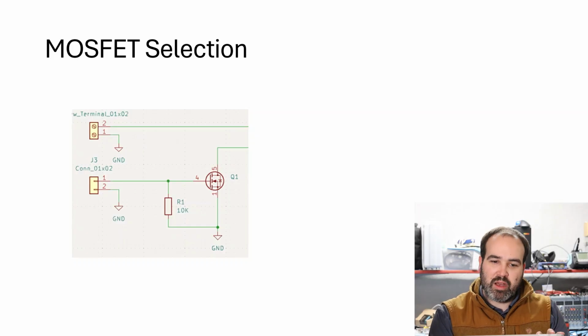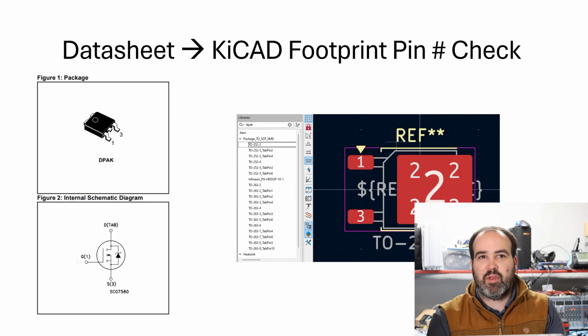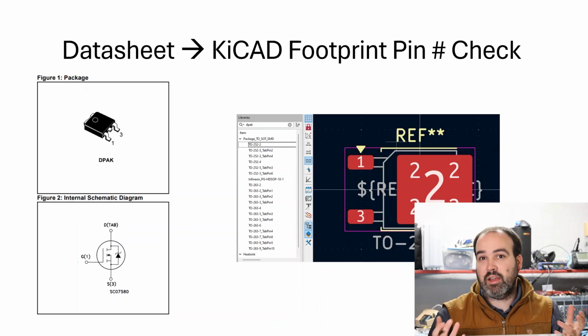I'm going to talk about MOSFET selection, and in particular what I want to end up with is talking about how you select the parts in KiCad. If you're using a part that has a model in KiCad, it's kind of easy. You can just use the model, but a lot of the time you won't.